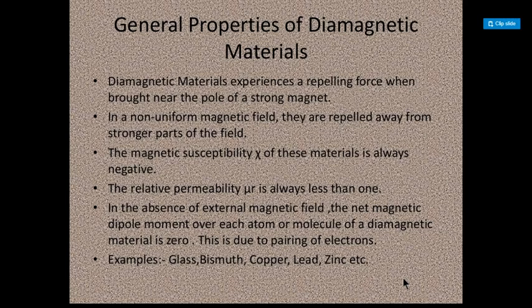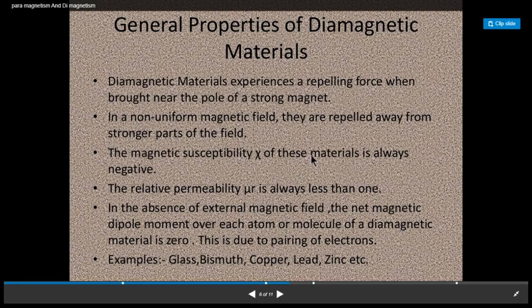Okay, the general property of a diamagnetic material: a diamagnetic material experiences a repelling force when it is brought near the pole of a strong magnet, a non-uniform magnetic field. They are repelled away from the strong part of the field. The magnetic susceptibility, referred to by chi, of this material is always negative.